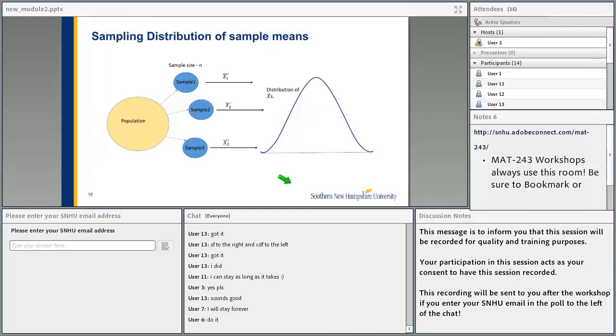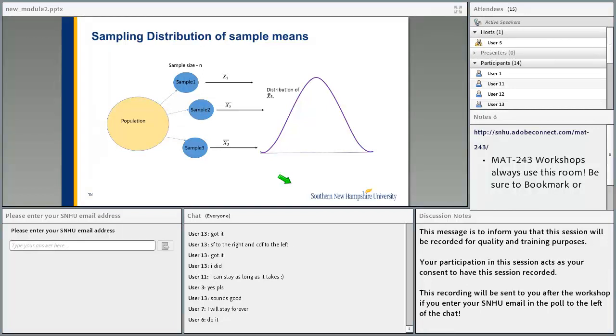Sampling distribution of sampling means. Now, what does this mean? If I have a population and I take different samples from this population and I calculate the mean, and then I plot all the means, the resulting curve that I get, I call it the sampling distribution of sampling means. The name is big, but the concept is straightforward.